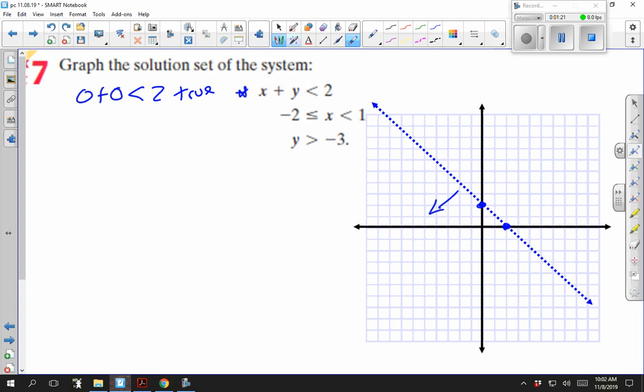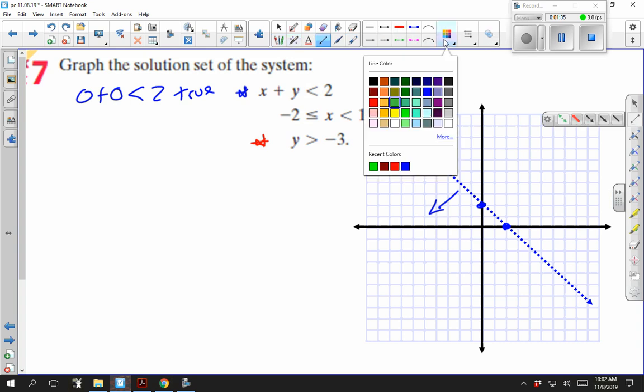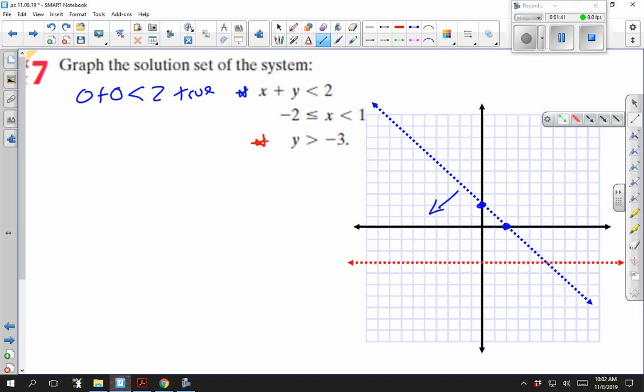Next, I'm going to graph this one in red. I'm skipping the middle one because that's a little more complicated. But this one just says y greater than -3. Y greater than -3 is y equals -3. So that's going to go here. And greater than, I think, makes sense that this is going to be above that line right there. So I'm below the blue, above the red.